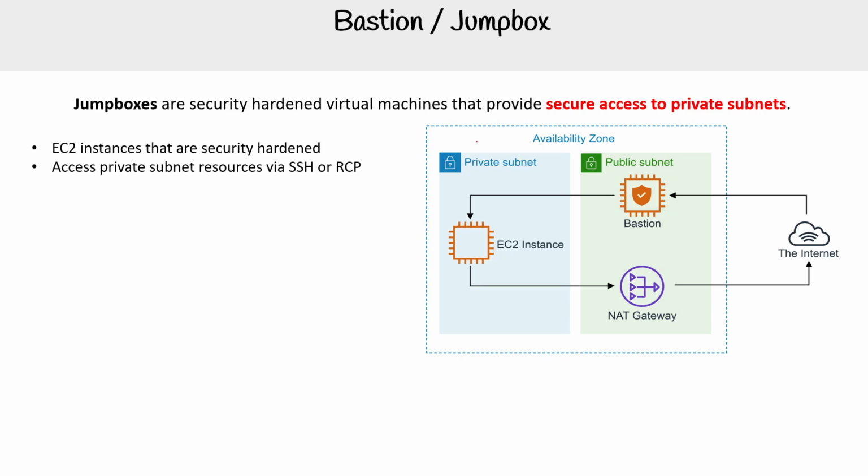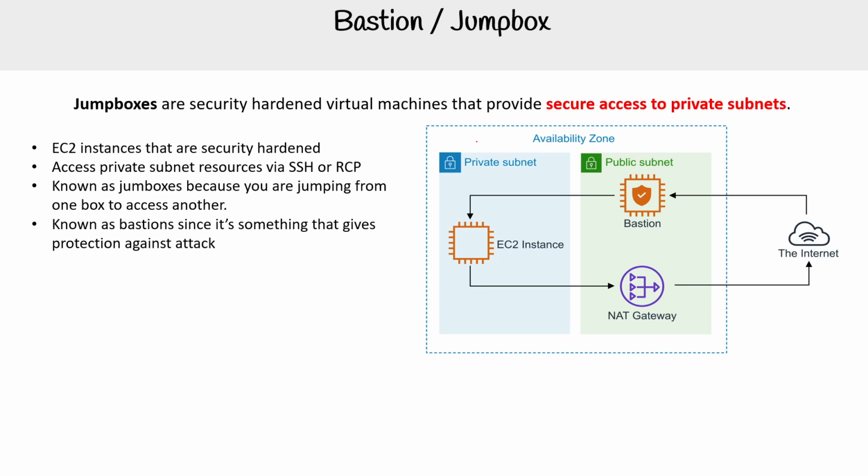You access private subnet resources via SSH or RDP. RDP would be if you're using Windows. They're known as jump boxes because you're jumping from one box to another. They're known as bastions since it's something that gives protection against attacks. That's what a bastion is. It's something to do with probably old-timey forts.